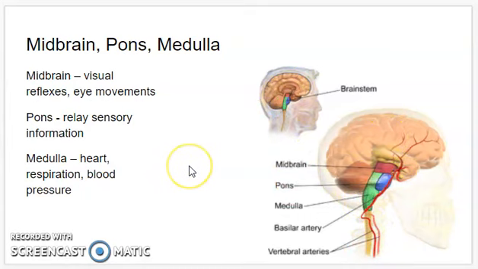Your midbrain is visual reflexes and eye movements. It's what controls when you twitch, when you see something and you react to it. Your pons is that sensory relay. And then your medulla, it does a lot of things. It does your heart. It does respiration. It does blood pressure. All of these systems work in tandem with one another.